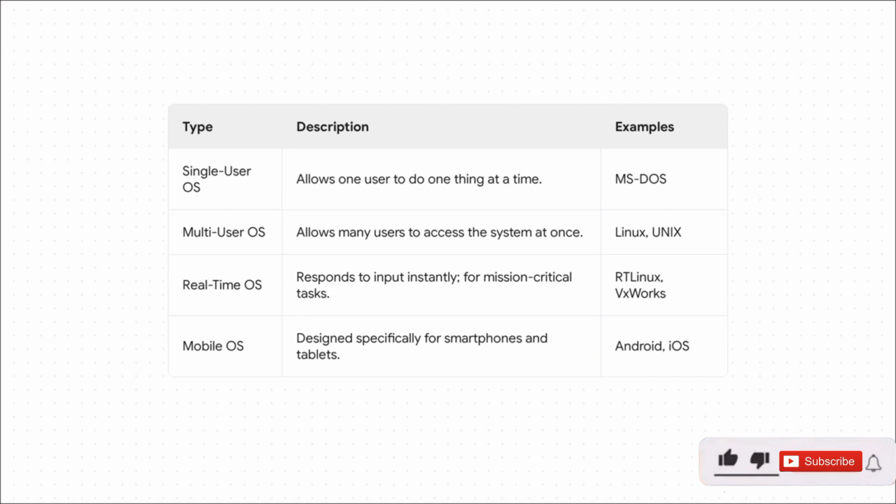You've got the old school stuff like MS-DOS, which was basically built for one person to do one thing at a time. Simple. Then you have these absolute workhorses like Linux, built to juggle requests from hundreds, even thousands of users at once. You've also got real-time operating systems for things like self-driving cars or spacecraft, where a split-second delay just isn't an option. And of course, the ones we carry around every day, the mobile OSs like Android and iOS.